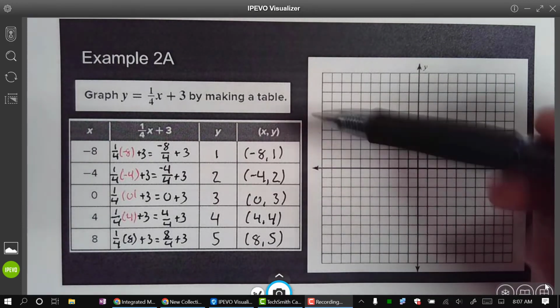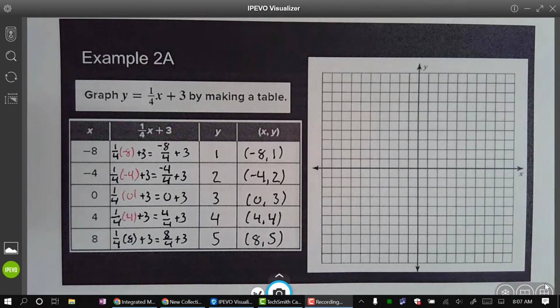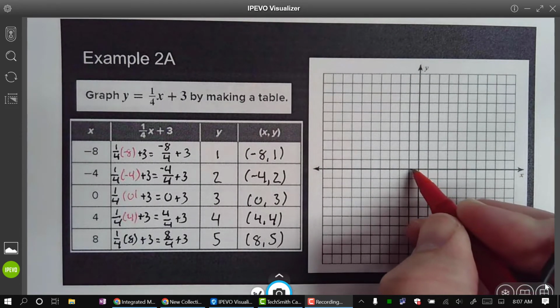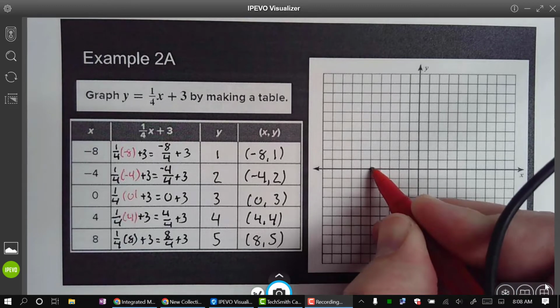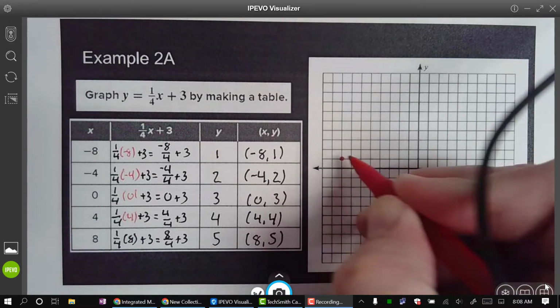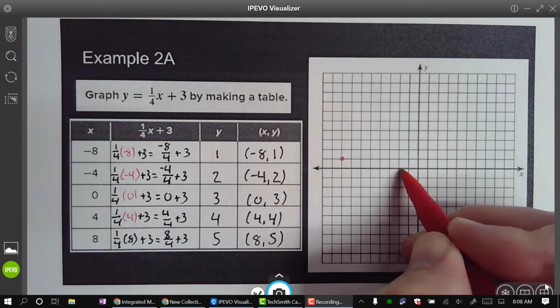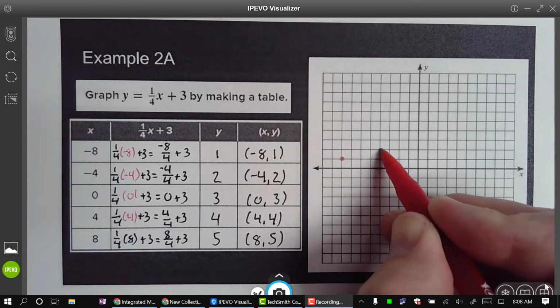So now I want to take these points that I have and plot them right here. So let's start plotting them. The first one is negative 8, 1. So we move to the left 8: 1, 2, 3, 4, 5, 6, 7, 8, up 1. Negative 4, 2. 1, 2, 3, 4, up 1, 2.